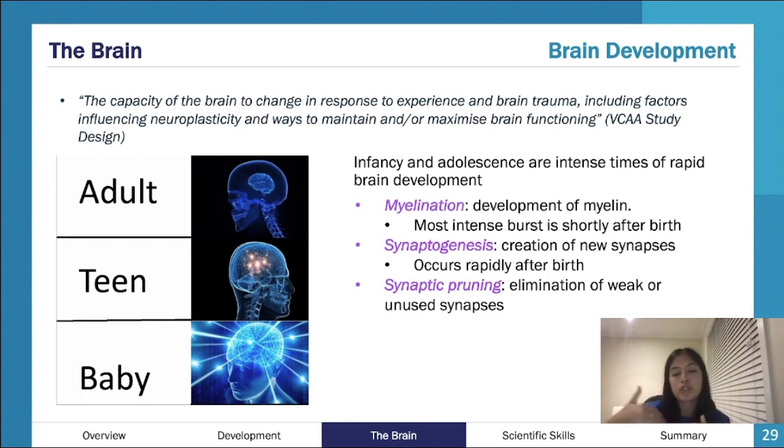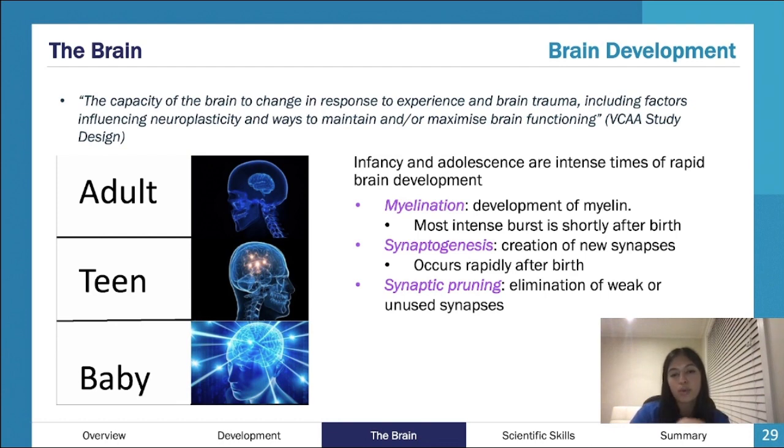and it prevents interference from other neurons as well. Synaptogenesis, as the name suggests, is the creation of new synapses. That occurs really rapidly after birth. When you are a baby, babies' heads are huge in proportion to their body. Their brain's just growing like crazy. So you have a lot of these new synapses, these new connections forming, as the baby learns a lot of stuff as well.